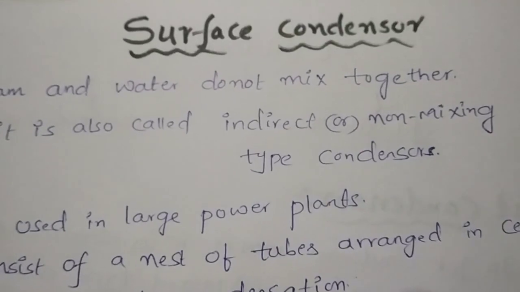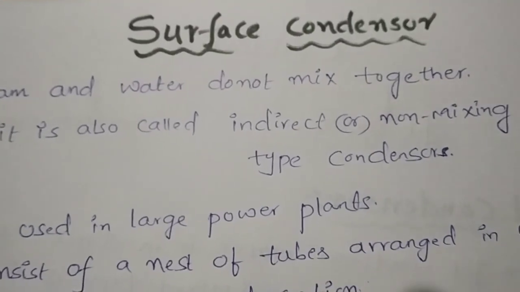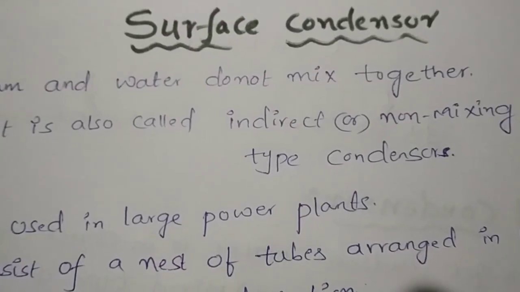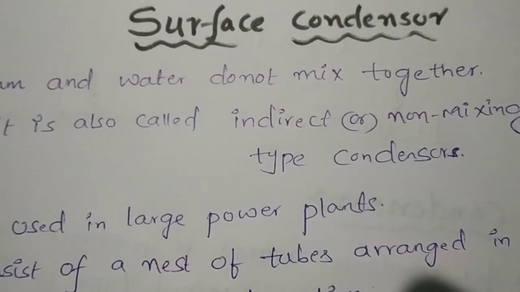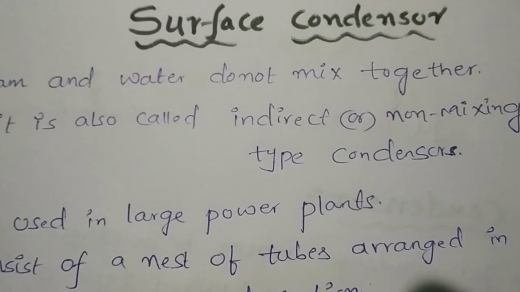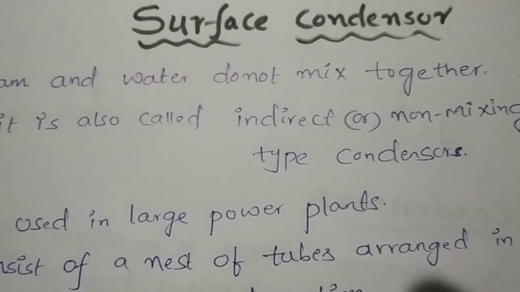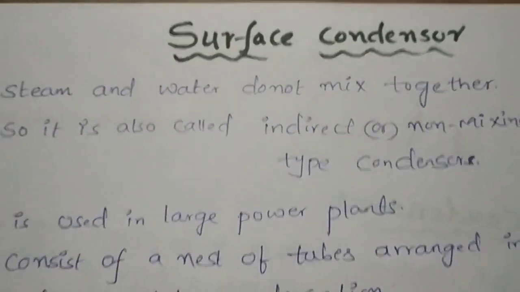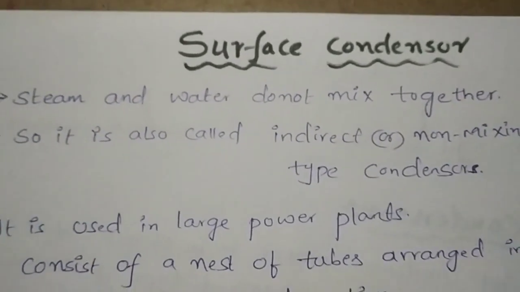Next type is the surface condenser. Just now we have studied what is meant by jet condenser. Now I would like to explain what is meant by surface condenser. In the previous lecture I explained the jet condenser, in which the water and the steam are directly mixed. That's why it is called a mixed type jet condenser.